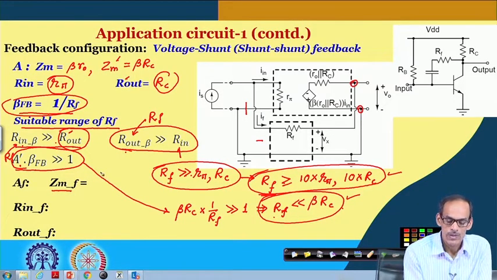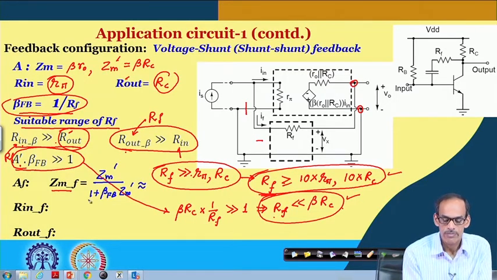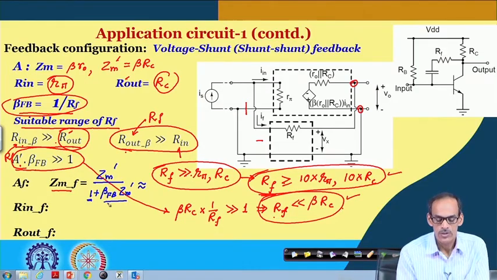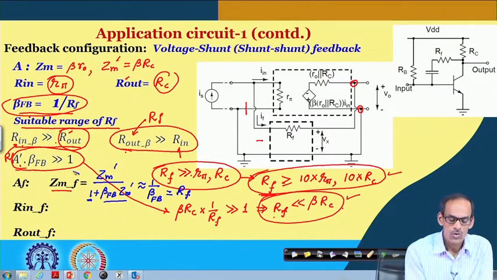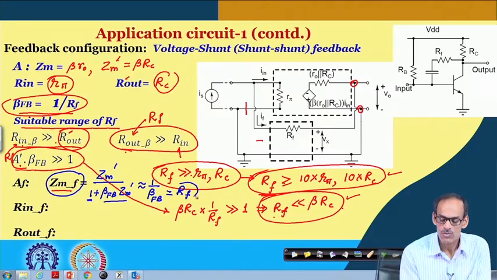equals Zm dash divided by 1 plus beta f b into Zm dash, and that can be well approximated by ignoring this 1 with respect to this. So, we can say this is approximately 1 by beta f b, which is equal to 1 by R f. So, it is giving us R f. So, ZMF becomes equal to R f.